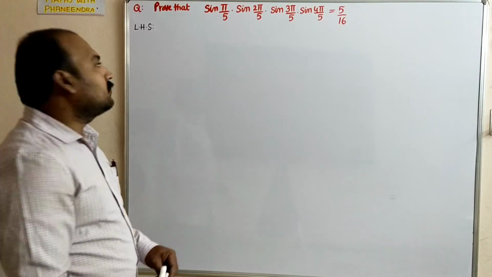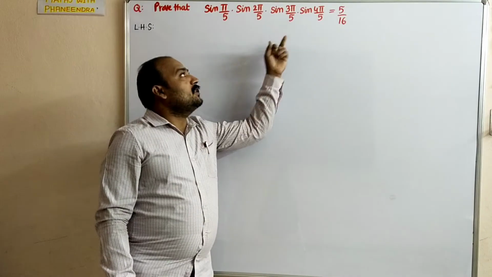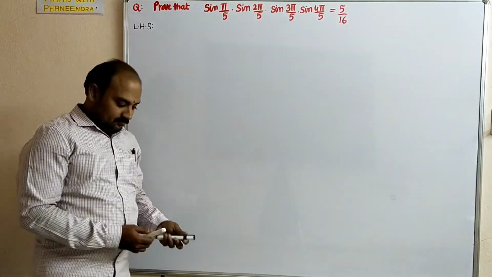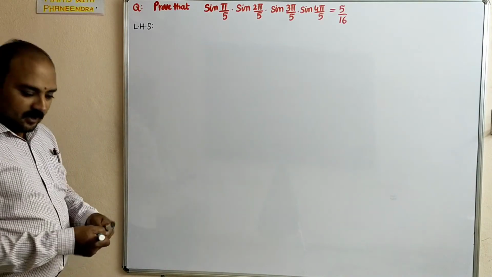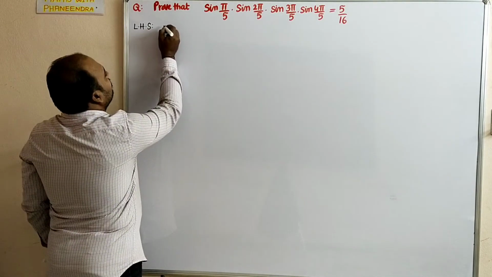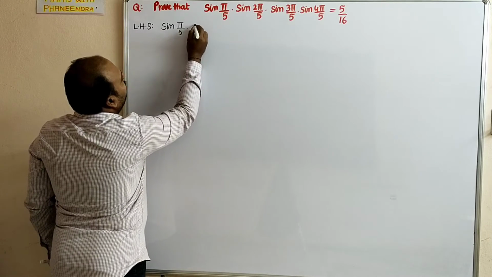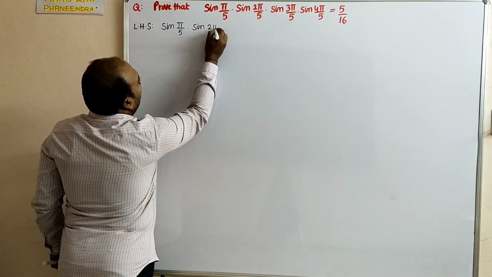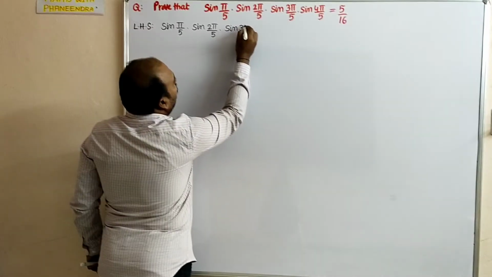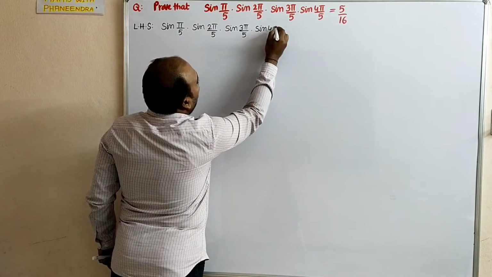So the next question: prove that sin pi by 5, sin 2 pi by 5, sin 3 pi by 5, sin 4 pi by 5 equals 5 by 16. Consider LHS like in every previous problem. Sin pi by 5 into sin 2 pi by 5 into sin 3 pi by 5 into sin 4 pi by 5.